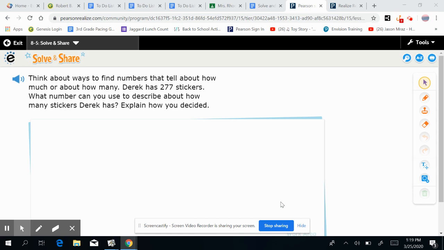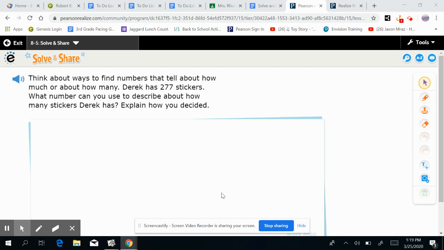All right, boys and girls, so here's our solve and share question for today. Again, make sure you have a paper next to you and a pencil, and you want to be trying to figure out this problem along with me. Okay, so I'm going to read the problem.